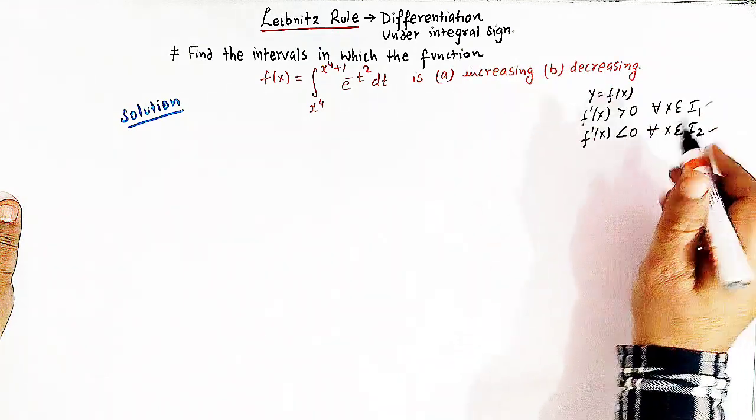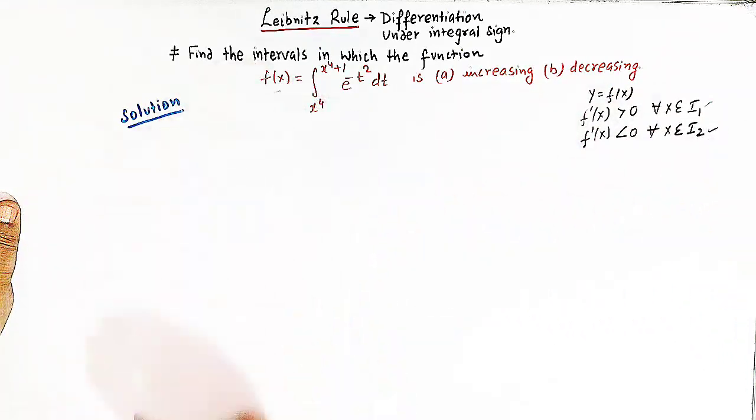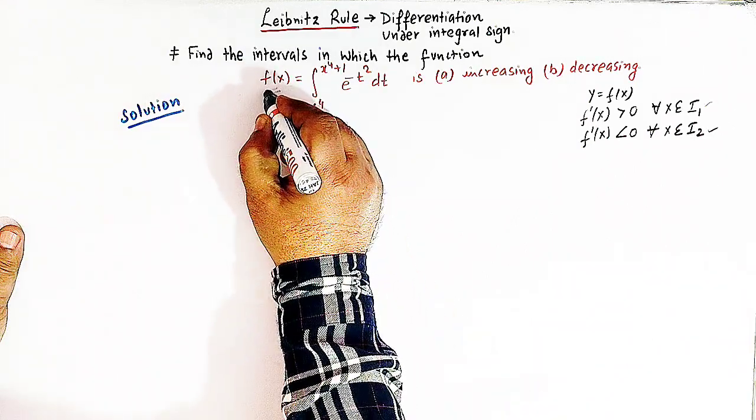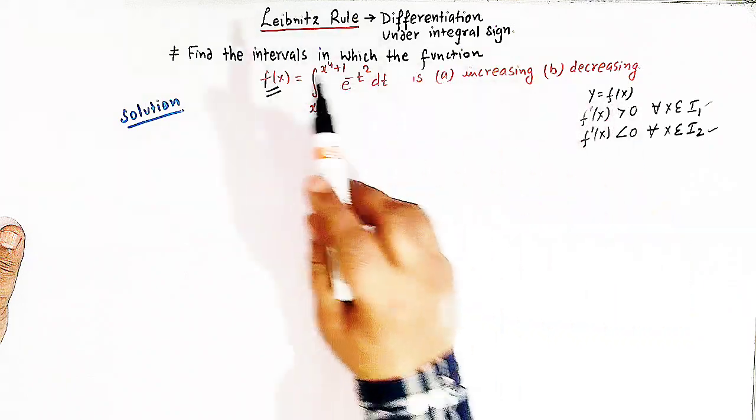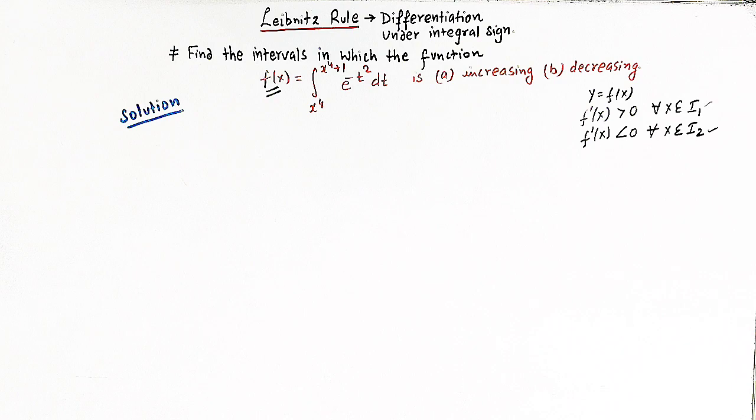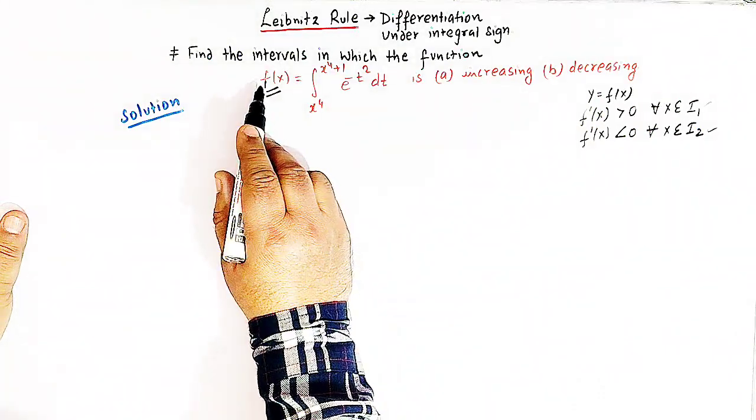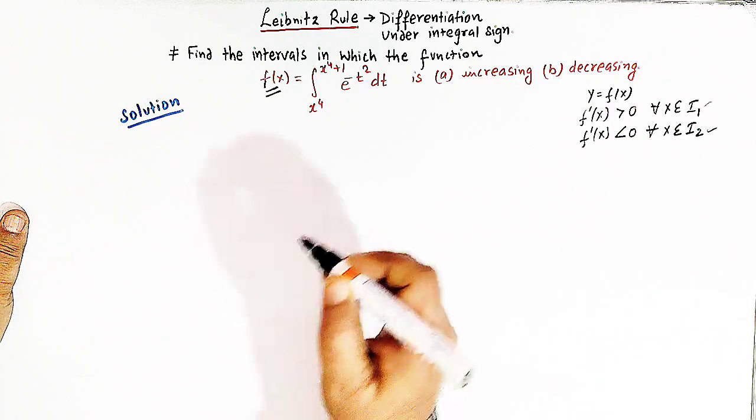So from here we can easily conclude that we are given here the function f of x, right? And we need to find out the derivative, that is f prime of x, in order to find out the intervals of increasing and decreasing, right? So let us find out the derivative. Now to get the derivative of this function f of x, we'll make use of the Leibniz rule.